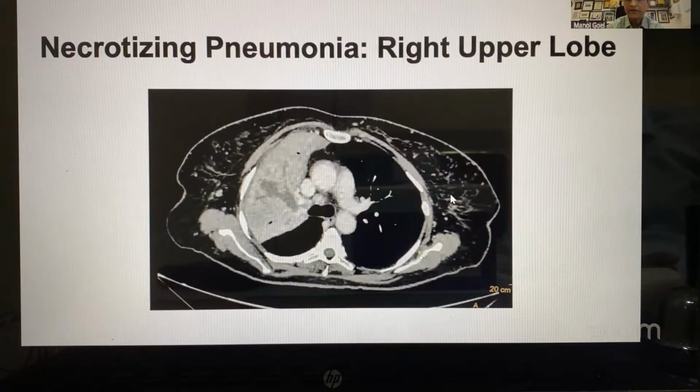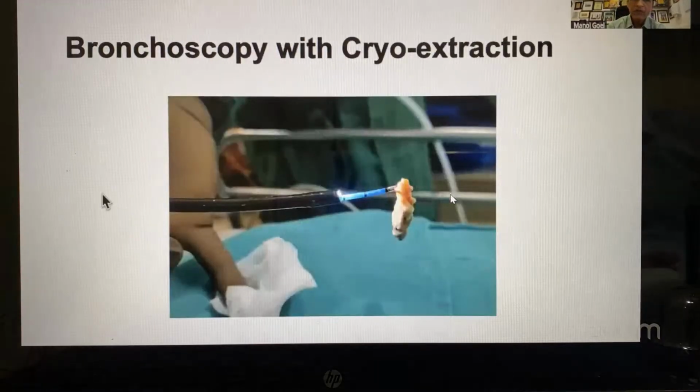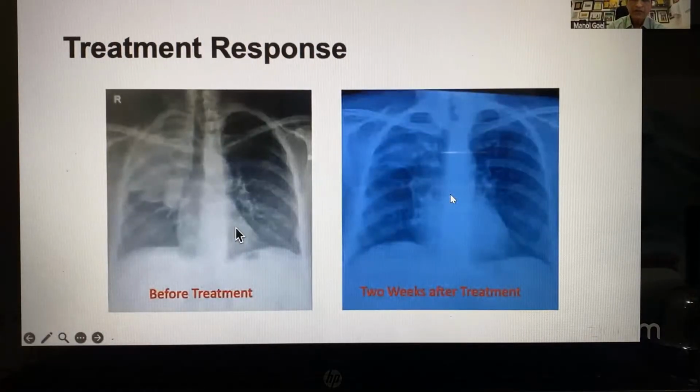But this is one case where the bronchoscopy really helped. This patient came to us with a history of high-grade fever, and this patient had a right upper lobe necrotizing pneumonia, and already the patient had received 2 weeks of antibiotics, and he was having relentless fever. We performed a bronchoscopy in this patient, did the cryo extraction of an impacted inspissated mucus plug, which was blocking the right upper lobe bronchus. And after that, the patient responded very well to the antimicrobial therapy. This is the X-ray before the treatment. And after 2 weeks of the treatment, there was significant radiological improvement, and the patient also clinically improved.